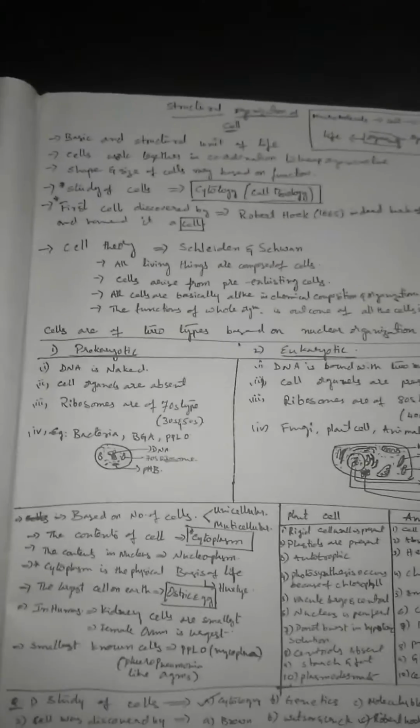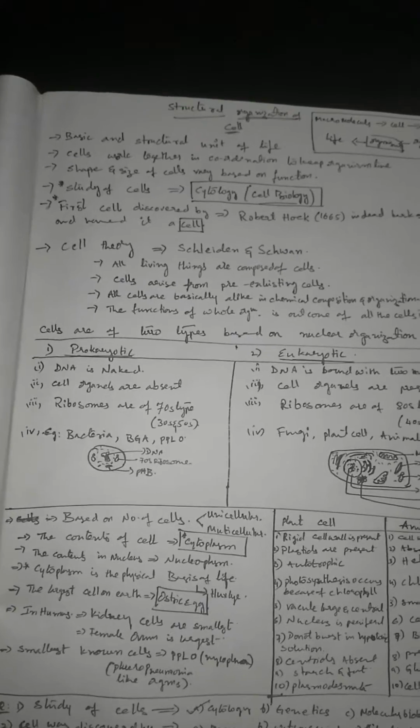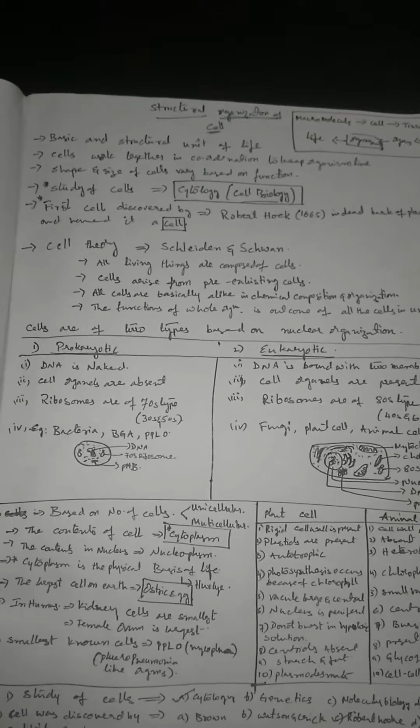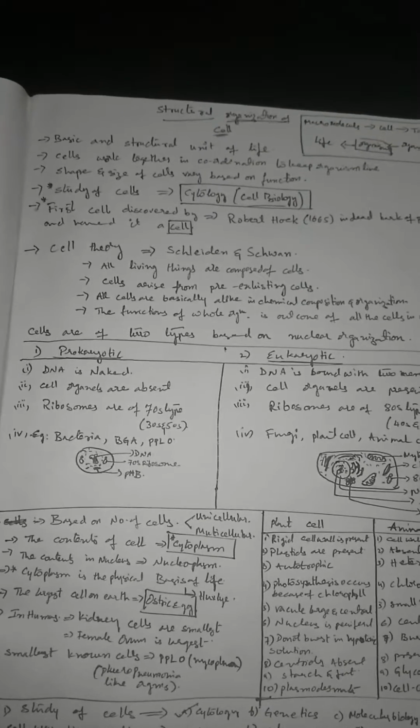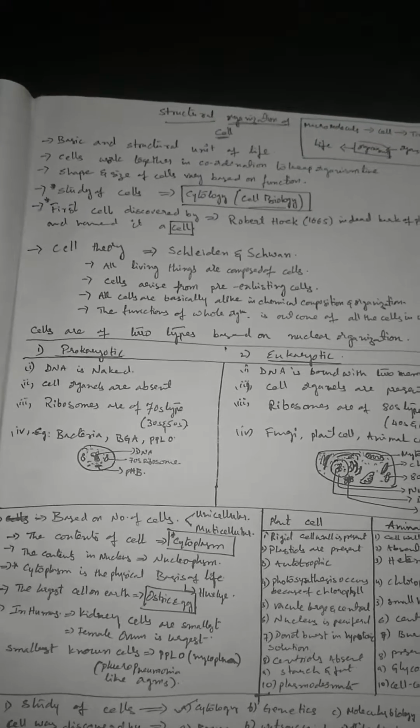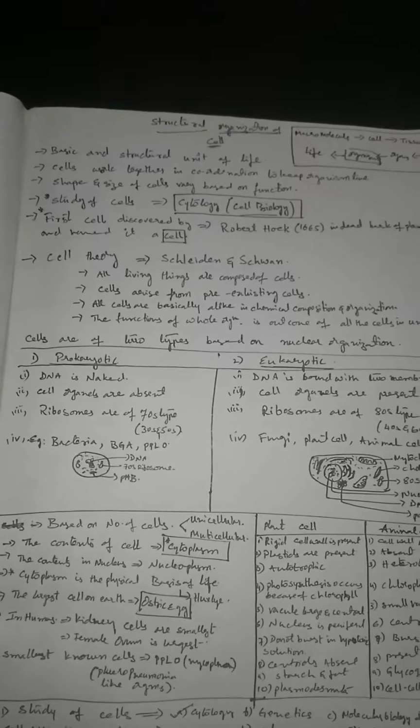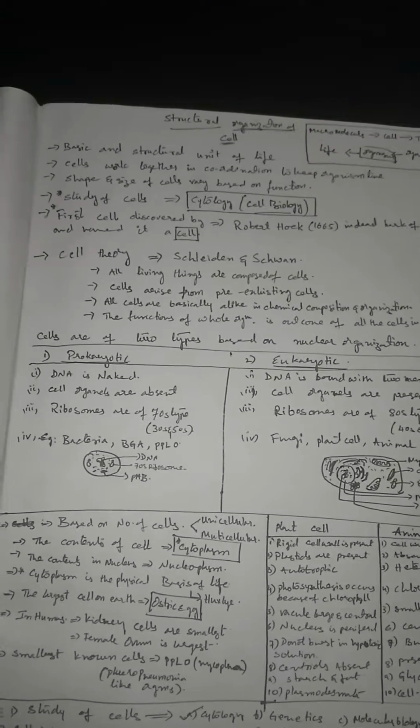Today let's discuss something which makes us live, that is cells. Today we are going to discuss the structural organization and the different functions and classification of cells. So generally, cells are made up of different macromolecules.